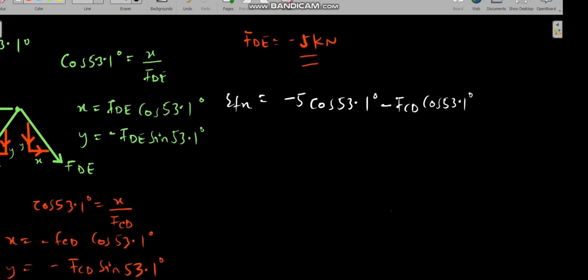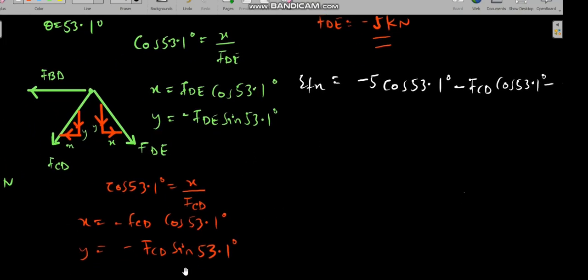So that will be minus FBD. That's minus FBD. Okay, FBD. So this should be equal to 0. Okay, so now let's write for the x component also.